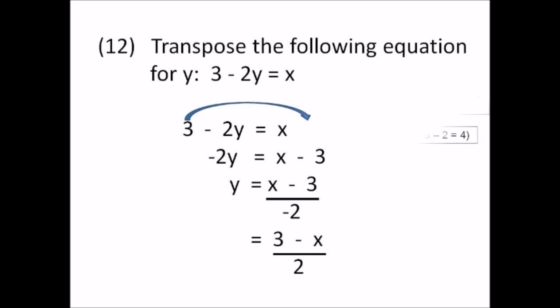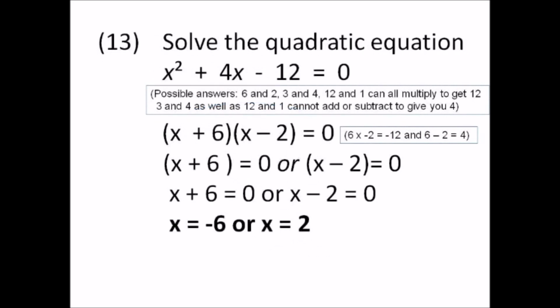Number 13. Solve the quadratic equation x squared plus 4x minus 12 is equal to 0. Again, your numbers to get negative 12 would be 6 and 2, or 4 and 3, or 12 and 1. You can't get 4 from 12 and 1 or from 4 and 3. So you have to use 6 and 2. So x plus 6 and x minus 2 is equal to 0. So x is equal to negative 6 or x is equal to 2. Final answer.